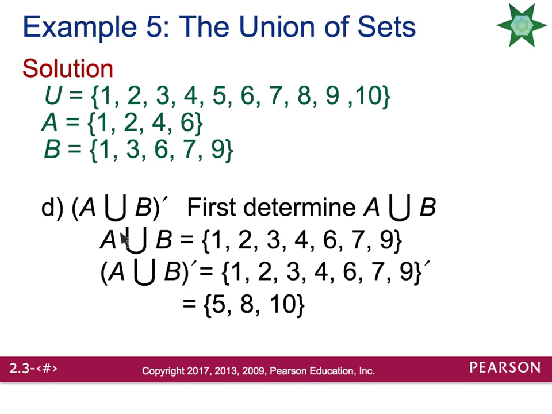Okay, the last part of this example, we're going to take (A union B) complement. And just as before with the intersection, we have to do the parentheses first and then take the complement. So the first thing we do is find A union B, which we already did. That gives us {1, 2, 3, 4, 6, 7, 9}. And then the complement is going to be everything that's not these in our universal set. So we just have to look for the elements from 1 to 10 that aren't here. So that would be 5, 8, and 10. So that would be the complement of A union B.